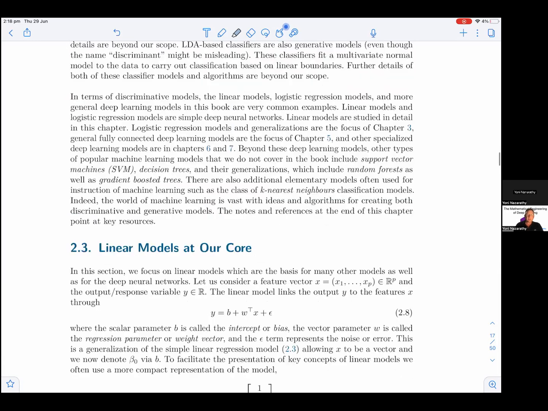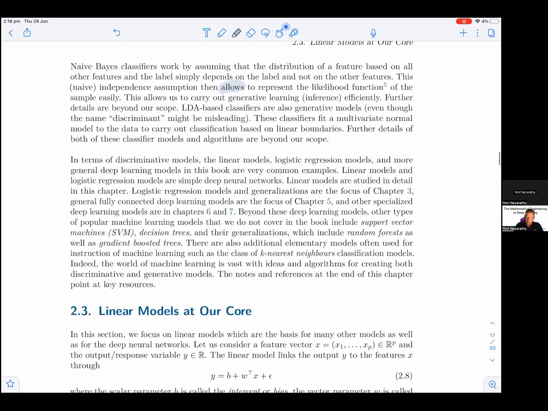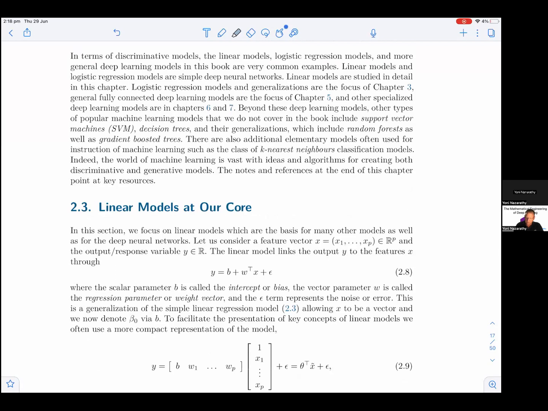In terms of discriminative models, the linear models, logistic regression models, and more general deep learning models in this book are very common examples. Linear models and logistic regression models are simple deep neural networks. Linear models are studied in detail in this chapter. Logistic regression models and generalizations are the focus of Chapter 3. General fully connected deep learning models are the focus of Chapter 5, and other specialized deep learning models are in Chapters 6 and 7.